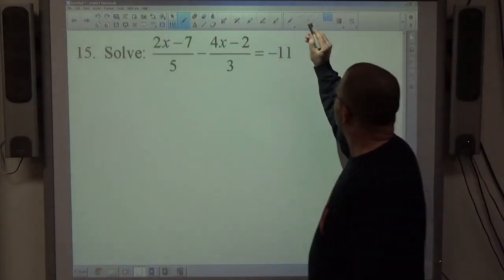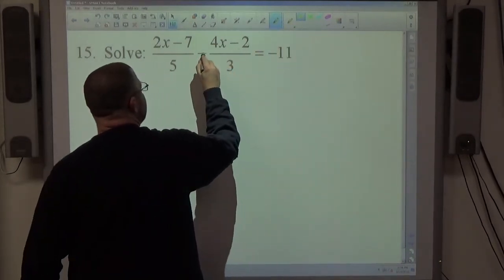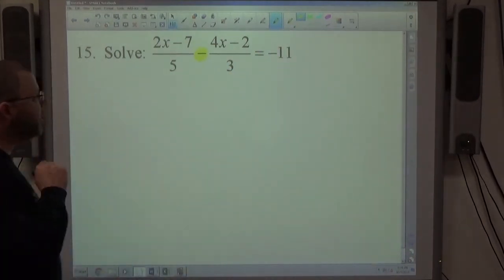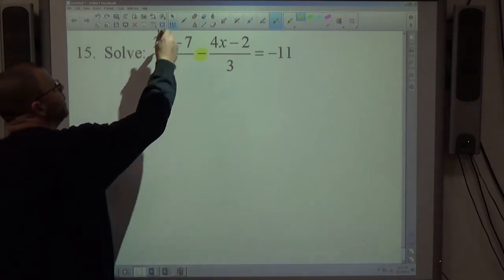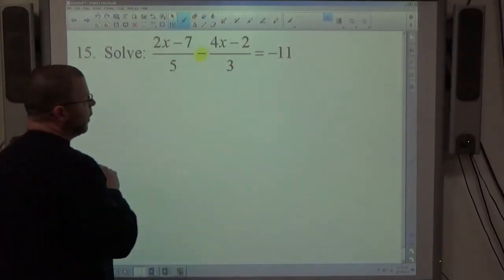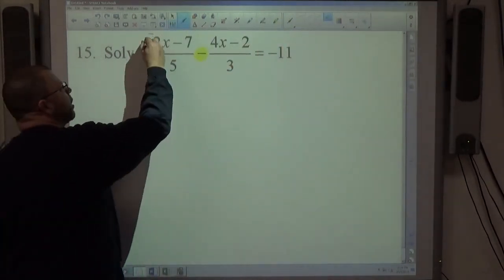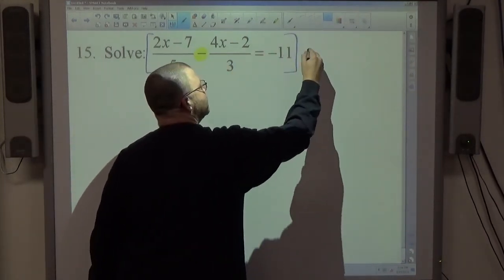Number 15, the one thing that's going to trip people up if you're not being careful is this minus sign in front of the second fraction. Be very, very careful of that. The common denominator of the fractions, because we don't like fractions, is 15. I'm going to multiply the entire thing times 15.